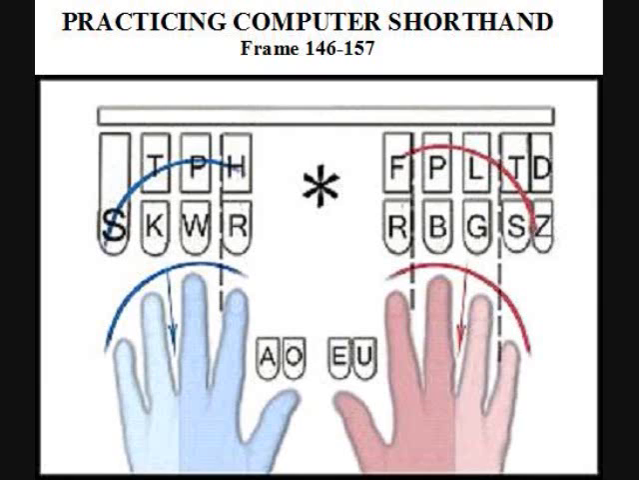Okay, frame 155 is final FRT or VRT. Avert, comfort, convert, covert, discomfort, divert, effort, overt, pervert, revert, subvert.